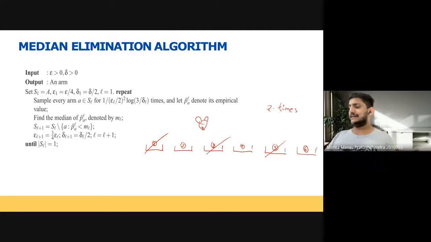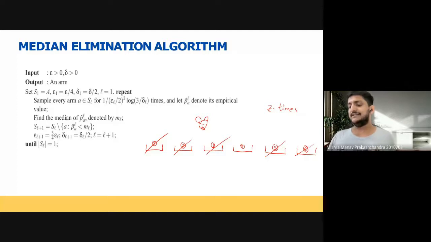Then next time I repeat the process. In round two, I again ask my dog to try all the remaining brands Z more times, and based on that, I remove the remaining half. Let's say I remove this. I keep on doing this until I end up with only one arm or one brand, and then I can say that this is the best possible dog food that I want. So this is the basic idea behind the median elimination algorithm.